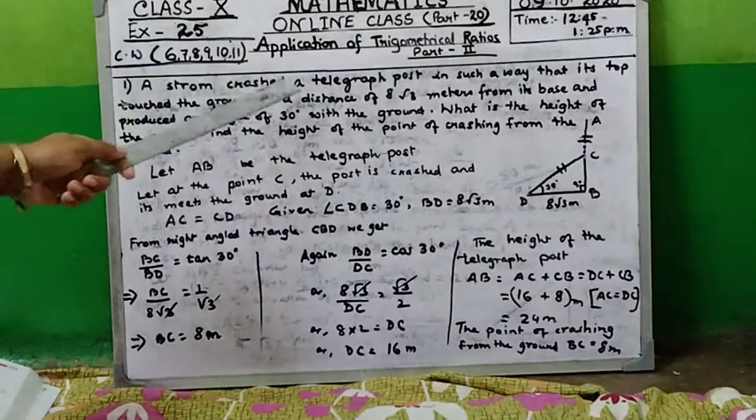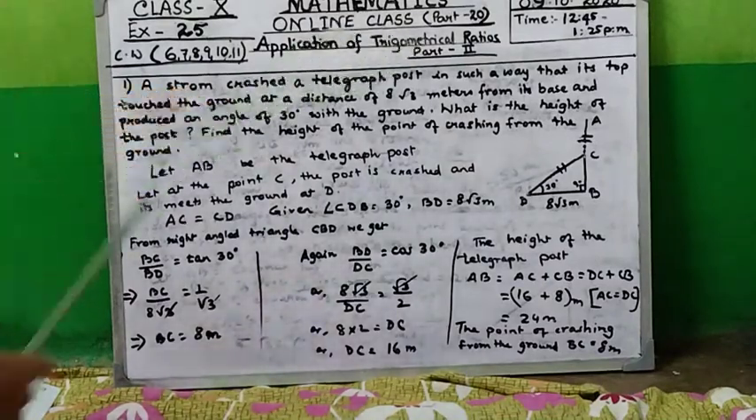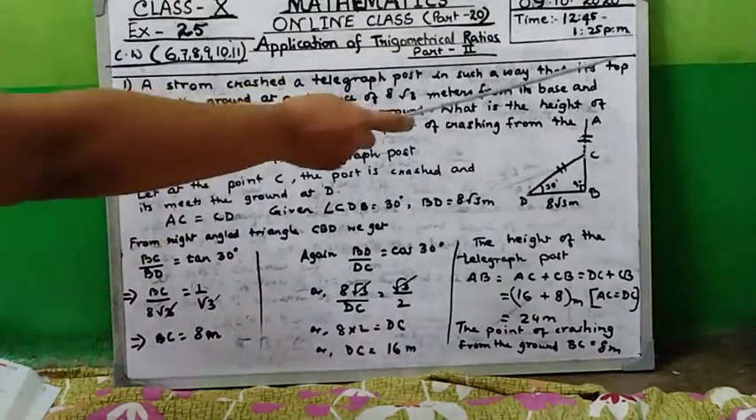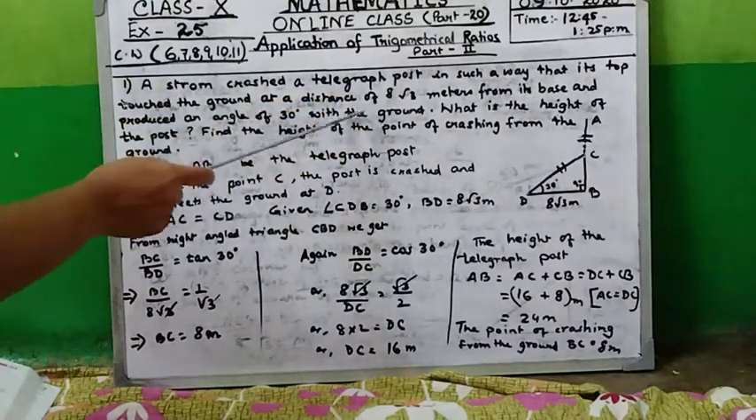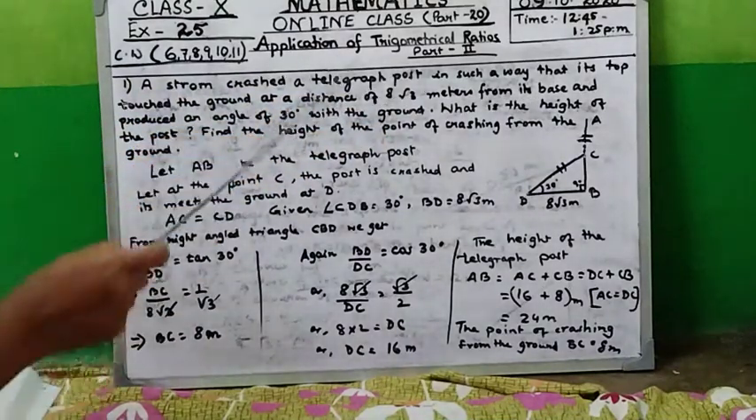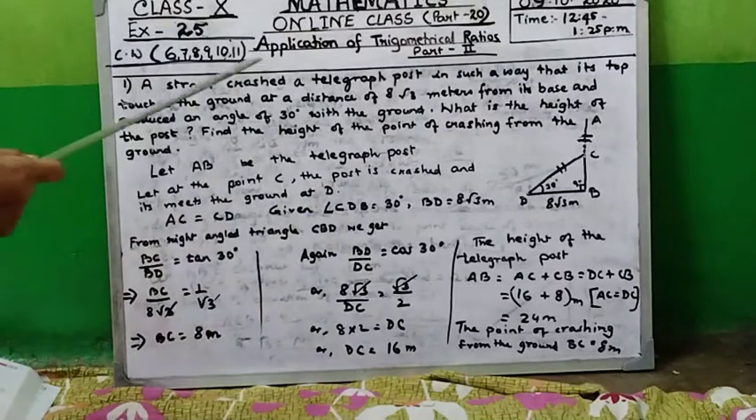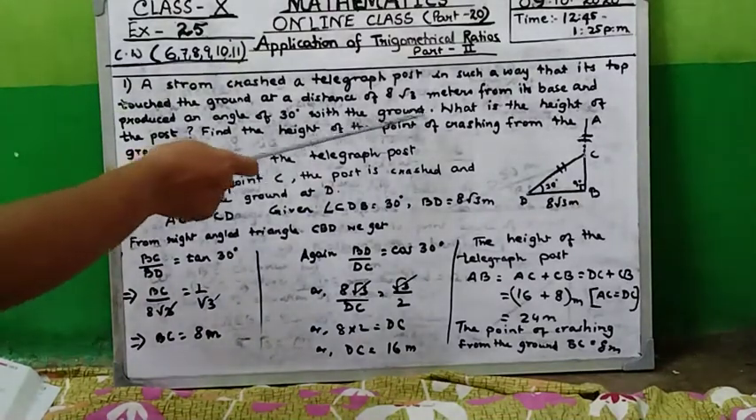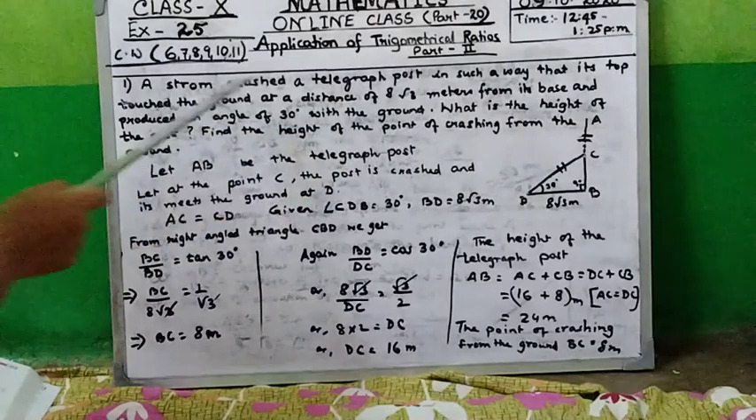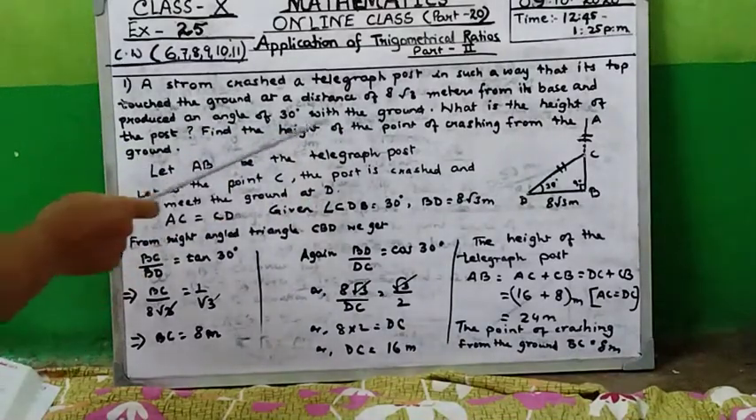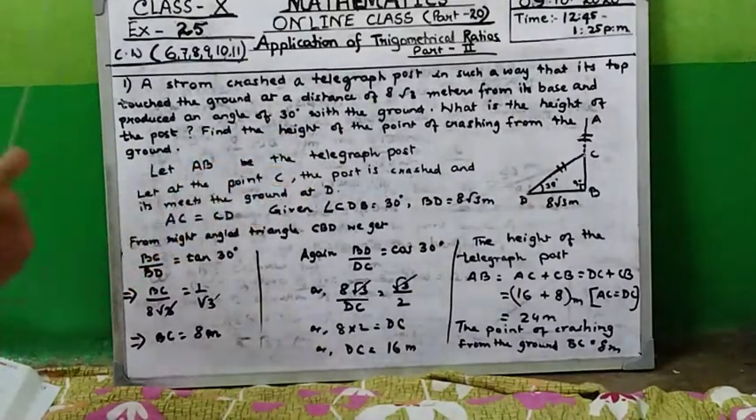A storm has crashed a telegraph post in such a way that its top touched the ground at a distance of 8√3 meters from its base and produced an angle of 30 degrees with the ground. What is the height of the post? Find the height of the point of crashing from the ground. Now look, this is a telegraph post.